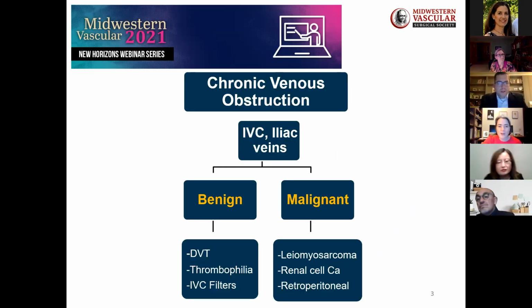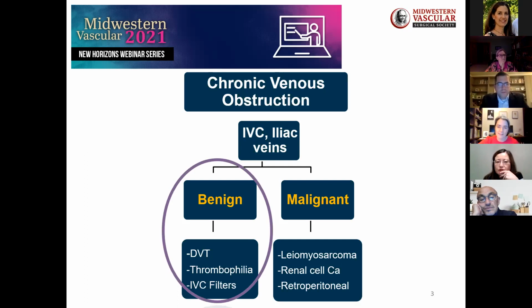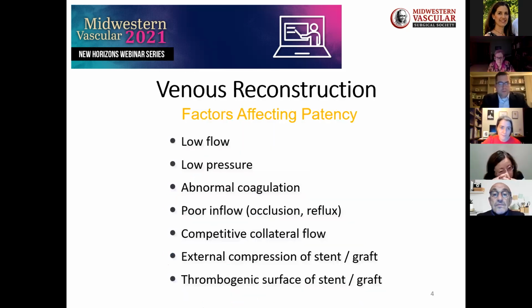So we're going to be talking about chronic venous obstruction with replacement or reconstruction of the IVC and the iliac veins. And we're really talking about benign disease tonight. Benign obstructions of the IVC and iliac veins are commonly caused by deep venous thrombosis, as we've heard in many of the discussions so far this evening. And in the iliac venous segment, this can be due to May-Thurner syndrome. It can also be due to iatrogenic or blunt trauma, radiation or external compression from retroperitoneal fibrosis, thrombophilias, and as Dr. Lin just explained, indwelling IVC filters.